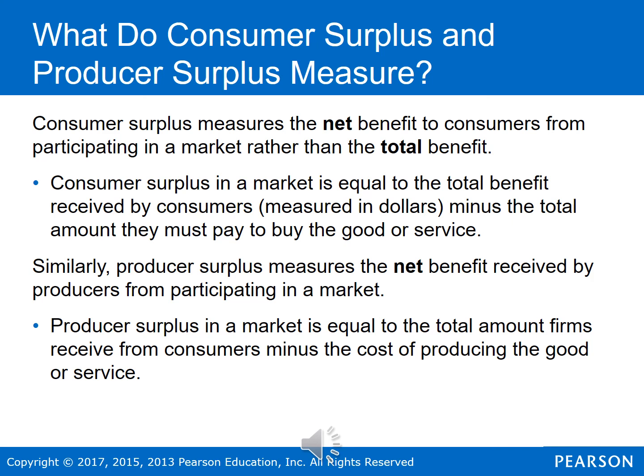Similarly, producer surplus measures the net benefit received by producers from participating in a market. So it ends up being the total revenue, that's the total benefit that firms get, minus the cost of production. So producer surplus in a market is equal to the total amount that firms receive from consumers minus the cost of producing that good or service. So just remember, these are net benefits, not total benefits, that we're looking at with consumer and producer surplus.